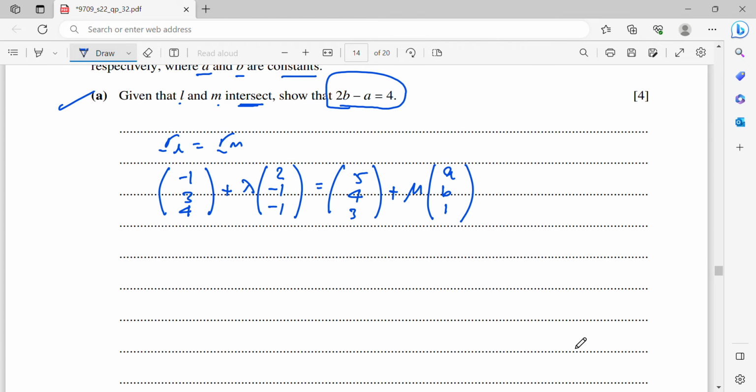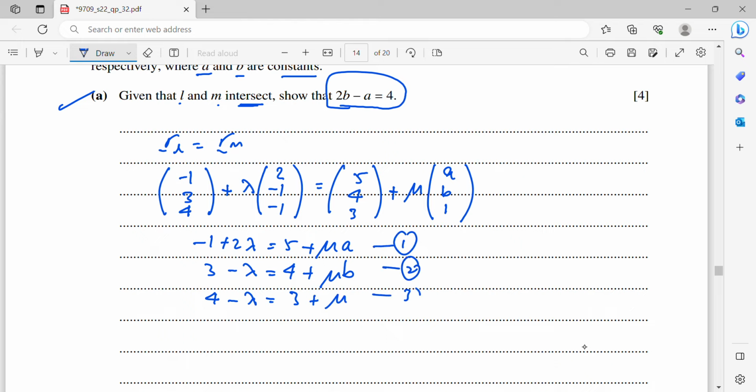So now, from here, I will equate row by row. So minus 1 plus 2 lambda equals to 5 plus mu a. I open all the brackets. Then the second row, 3 minus lambda equals to 4 plus mu b. Third row, 4 minus lambda equals to 3 plus mu. Alright, so I'm getting 3 equations.